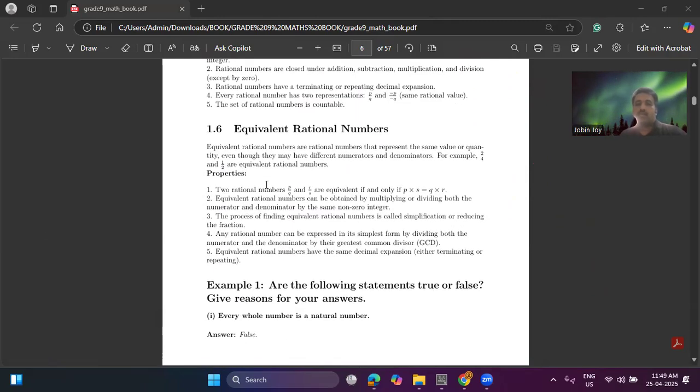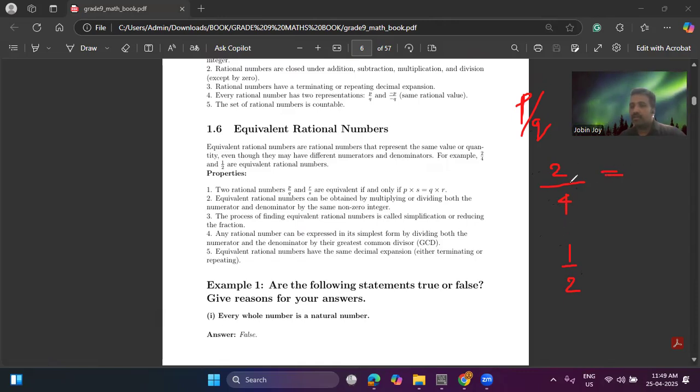Then coming to the next one, equivalent rational numbers. What are equivalent rational numbers? First I will write one example: 2 by 4 and 1 by 2. These 2 by 4 and 1 by 2 are equivalent rational numbers. As you already know, any number that can be written in the form of P by Q is called a rational number. So 2 by 4 and 1 by 2 are in the form of P by Q. These two numbers are rational numbers, right?